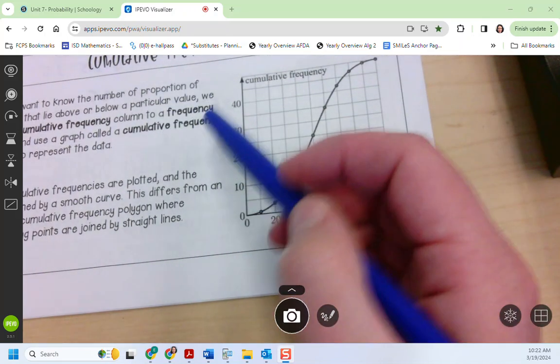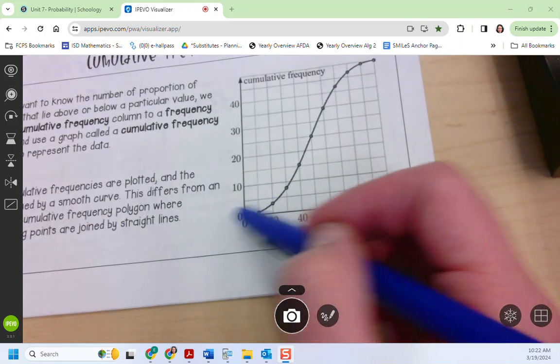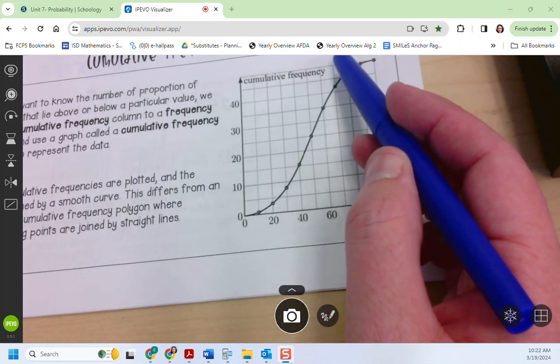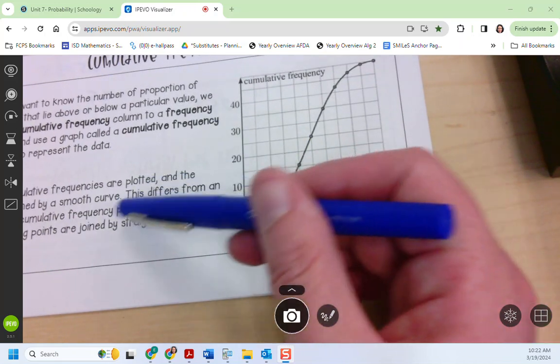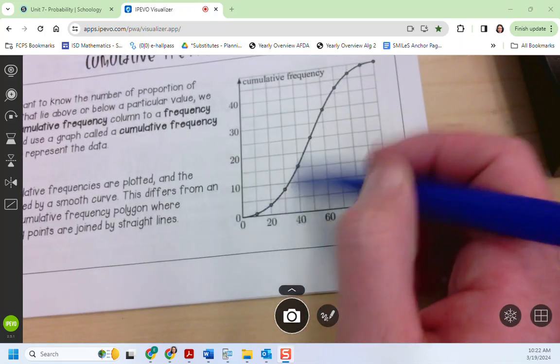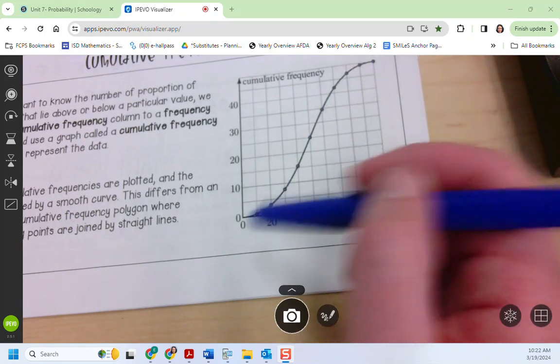The frequencies are plotted and the points are joined by a smooth curve, and it differs from a cumulative frequency polygon where you use straight lines. So there exists something where you use straight lines, but we don't have that. We're using this one with a smooth curve.